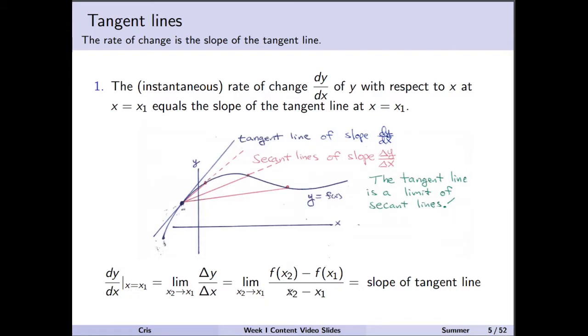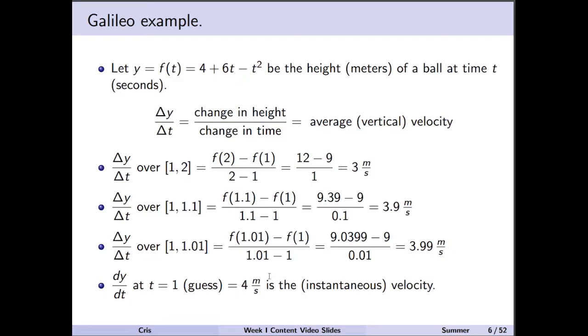So we're going to be doing limits like this a lot. It not only gives us the slope of the tangent line, but it gives us an instantaneous rate of change as well. Let's do a basic example. We'll call this a Galileo example because you can think of a ball being thrown into the air. Let y equal f of t equal 4 plus 6t minus t squared be the height in meters of a ball at time t measured in seconds. Okay, so y gives us the height of a ball. And you can just think of this ball as being thrown straight up and straight down.